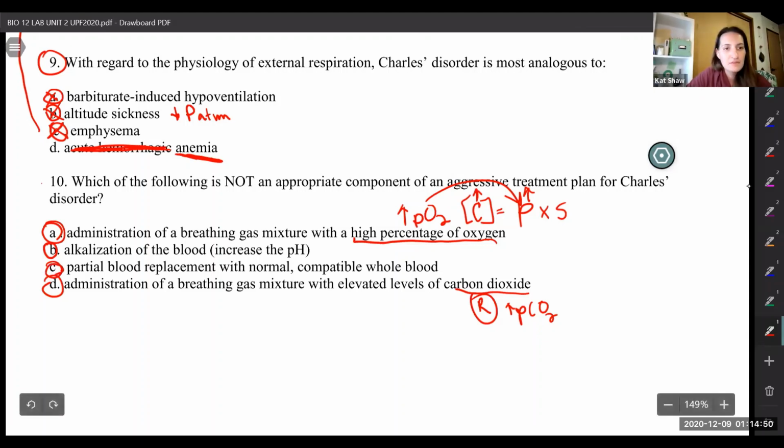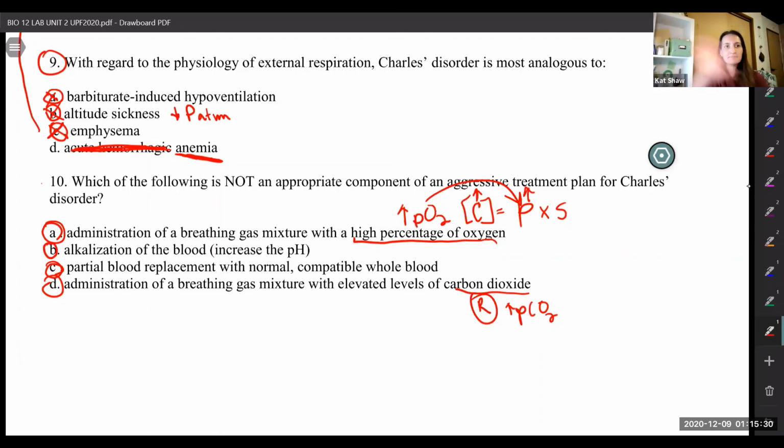And then C, partial blood replacement with normal compatible whole blood. You can see why that would be helpful here. Remove the affected red blood cells, the red blood cells that have the CO bound and are also holding the oxygen hostage, and replace those red blood cells with new red blood cells. So that would be useful as a course of treatment. So everything here can be used except for B to treat Charles.